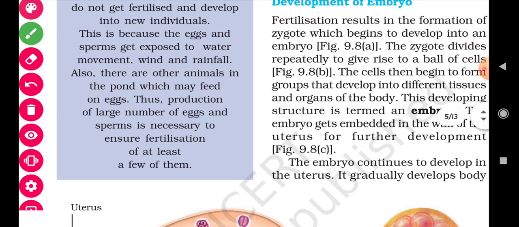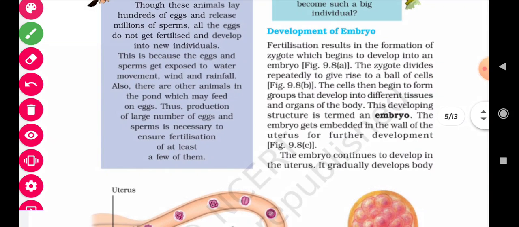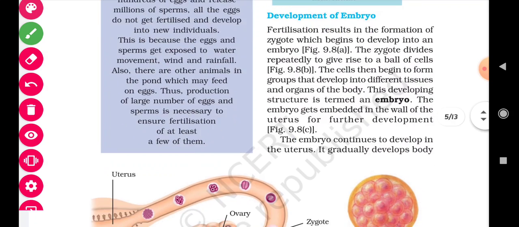So, student, in external fertilization, not all the sperms fertilize the egg. So, in this way, whatever might be the number of eggs, they are not all fertilized. So, in this way, they are not giving birth to new infants.